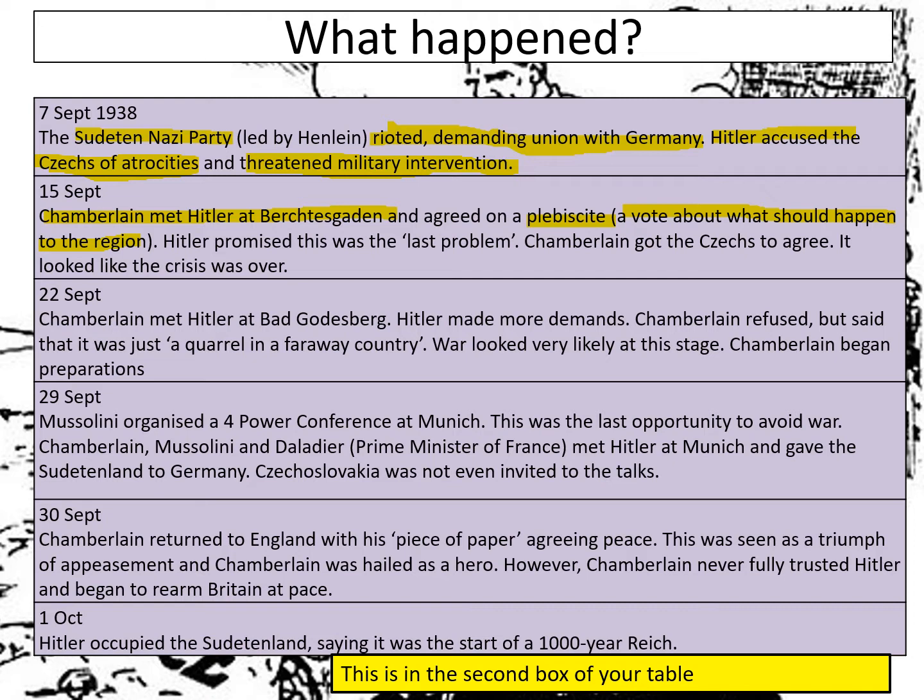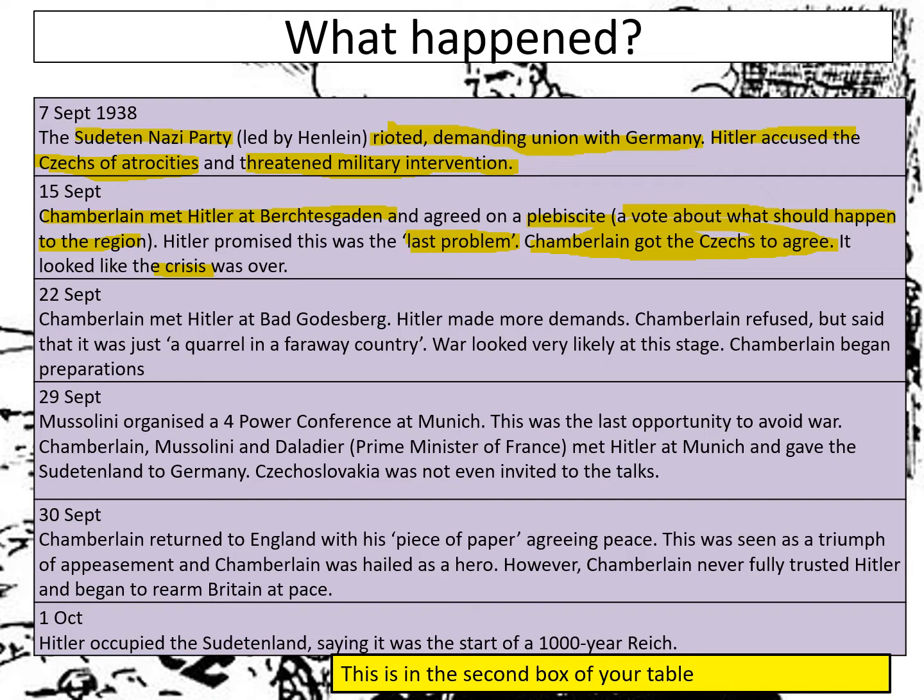Would they stay as part of Czechoslovakia or would they become part of Germany? Hitler said to Chamberlain, if you give me this vote, this will be the last problem. I won't cause any more bother. And because of that, and because it was going to be a vote, Chamberlain got the Czechs to agree. They also thought, well, this might end this trouble and threat of invasion. So it looked as if the crisis had been dealt with. So Chamberlain flew home feeling really good about himself, that he had helped to stop a world war and a crisis.